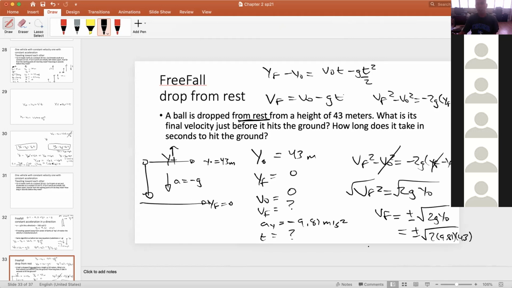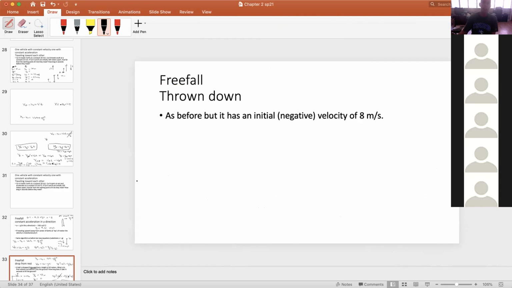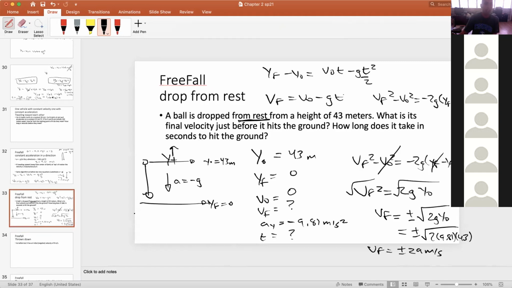Plus or minus 29? Negative. Yeah, negative. A lot of times in these, you need to make sure that when you're taking a square root, which happens because we have time squared and velocity squared, you know which direction you're talking about. So our V final is negative 29 meters per second. When it hits the ground, it's going in the negative direction.